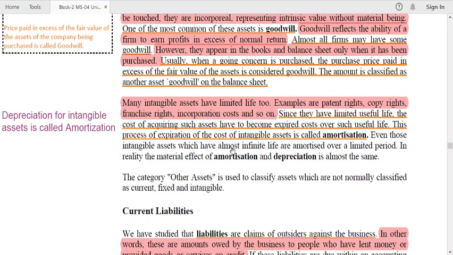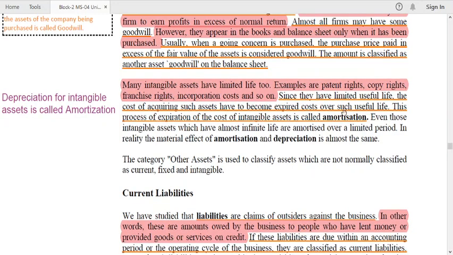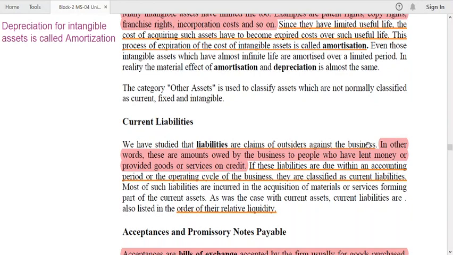There are other intangible assets also, like copyrights, patent rights, franchise rights. Okay, these are also intangible assets. They also have a limited useful life, just like the physical assets. The cost of acquiring such assets has to become expired cost over such useful life, which means after some years the value of these assets is going to be 0. Therefore, every year you reduce the value of those assets. That is called depreciation for physical assets, and for intangible assets, this expiring of cost is called amortization. Depreciation for intangible assets is called amortization.